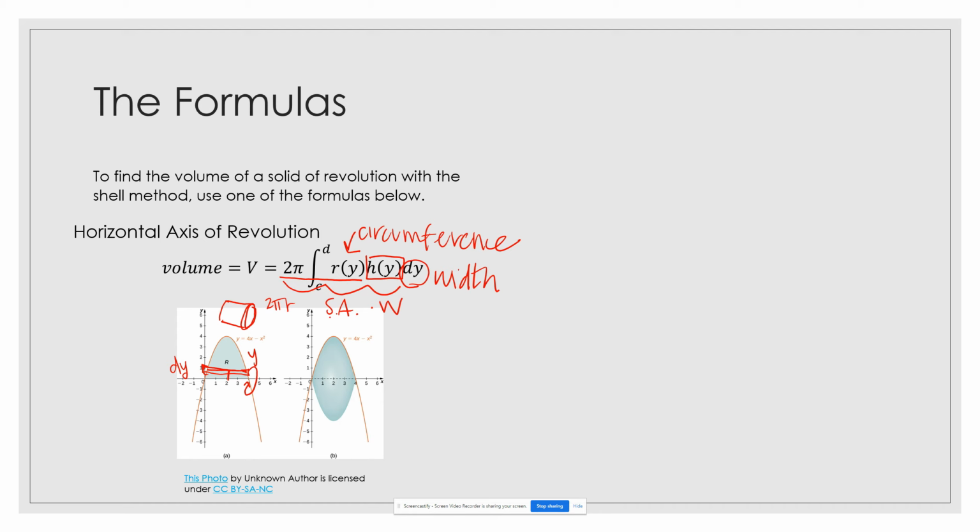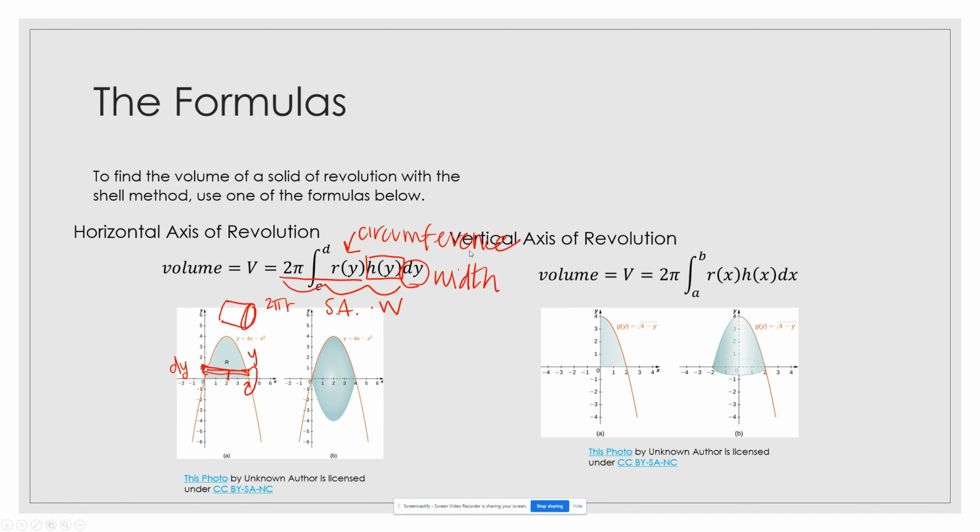Okay, so that is how we would find the volume using the shell method. Now, what if we want to rotate vertically? So vertical axis of revolution, here we go. We're going to take this right here and we are going to rotate it like this. And every single time you draw your rectangles, you're going to draw them parallel to the axis of revolution. So parallel to the axis of revolution, it's going to look like that there.